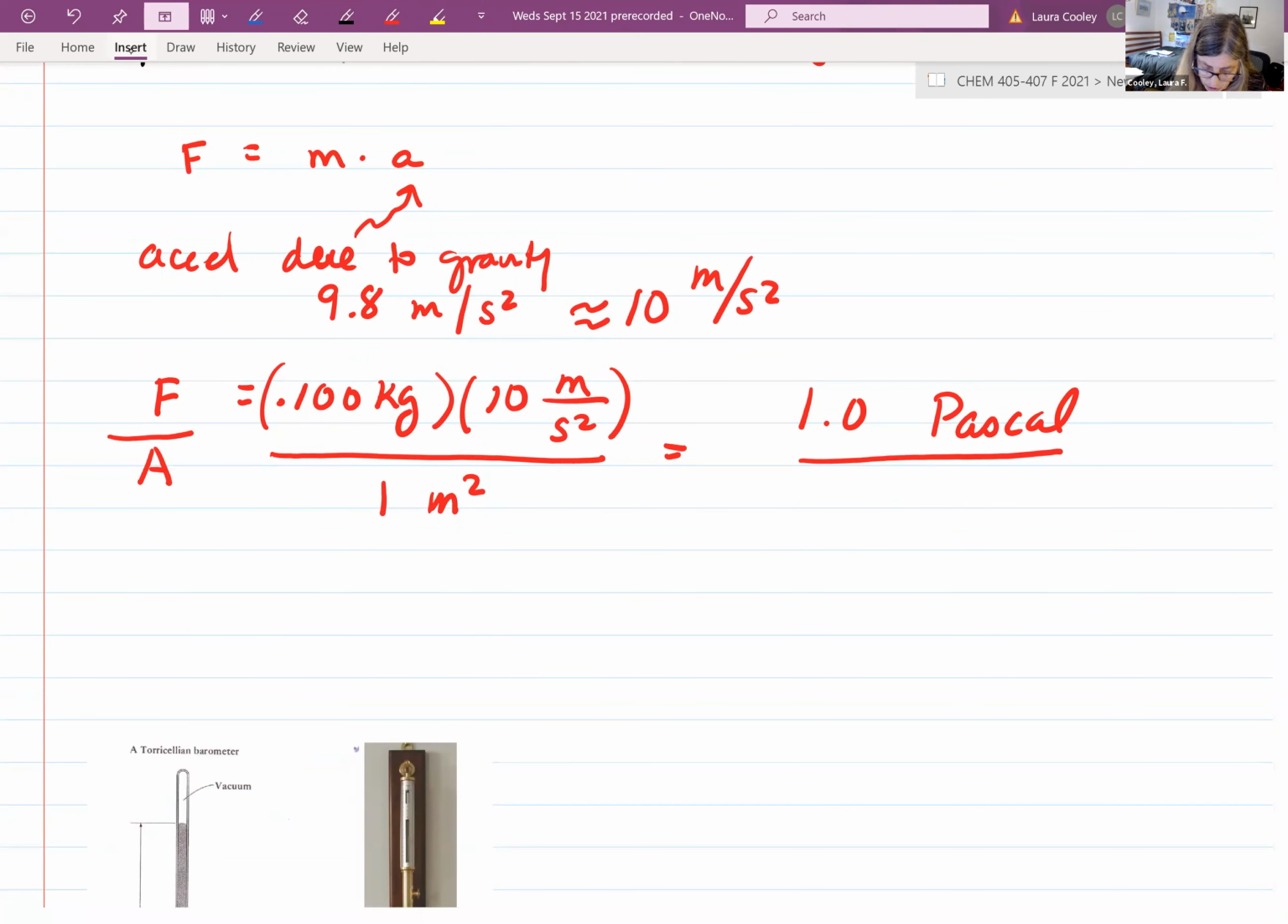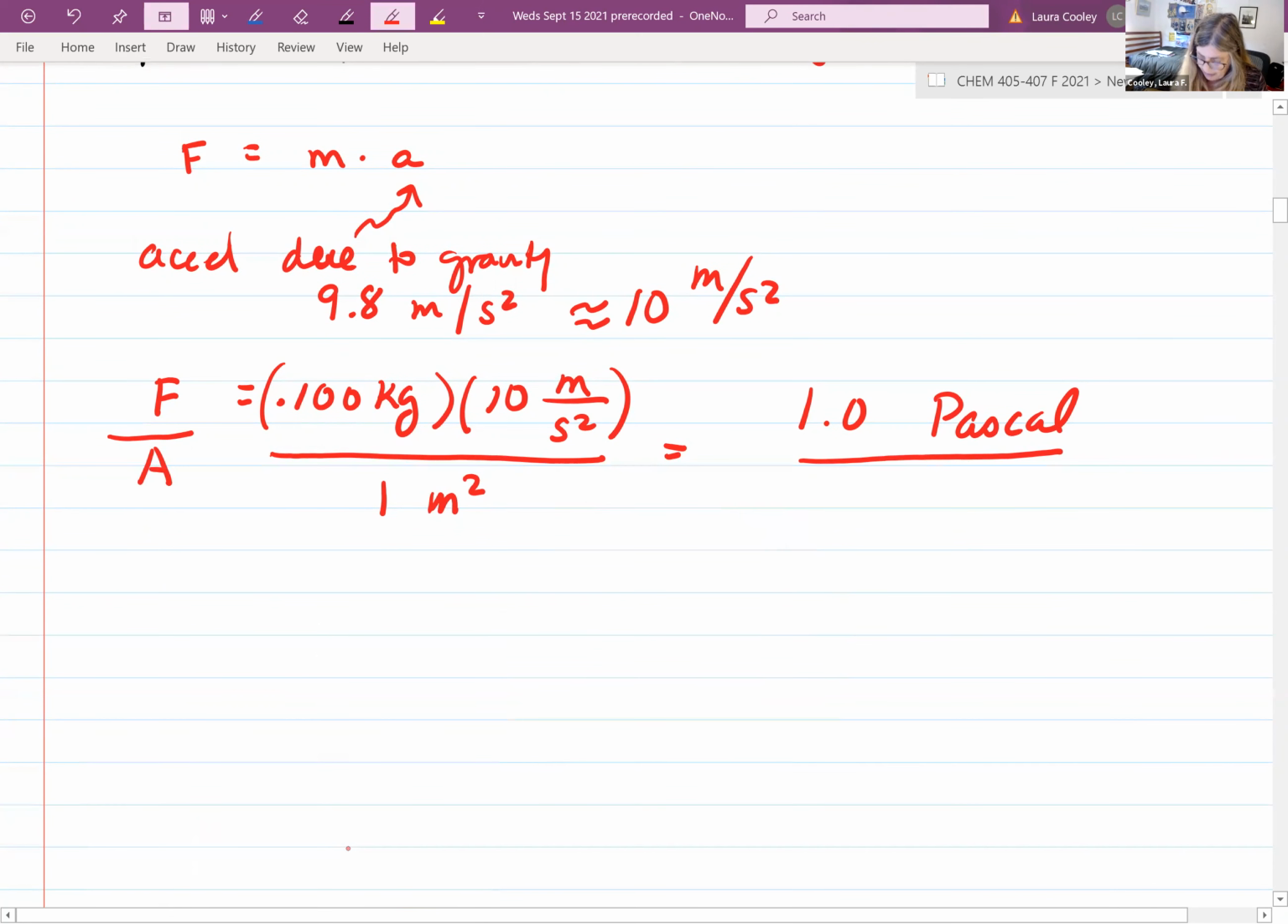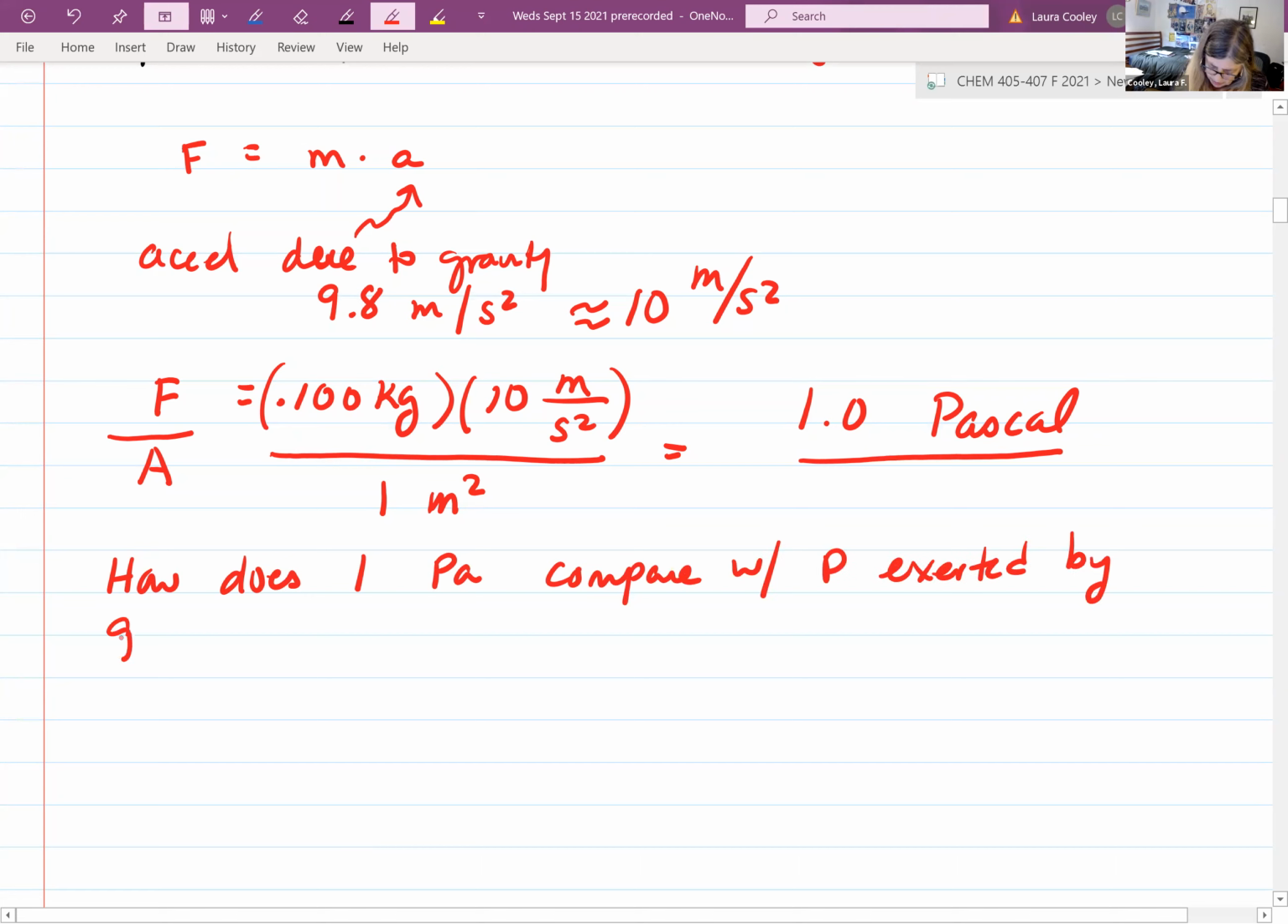So I guess the next thing I'd like to think about is, how does this compare to, for example, the pressure in the room, right? Because in this course, we really deal with pressure of gases. So how does 1 Pascal compare with the pressure exerted by the gas molecules in this room?